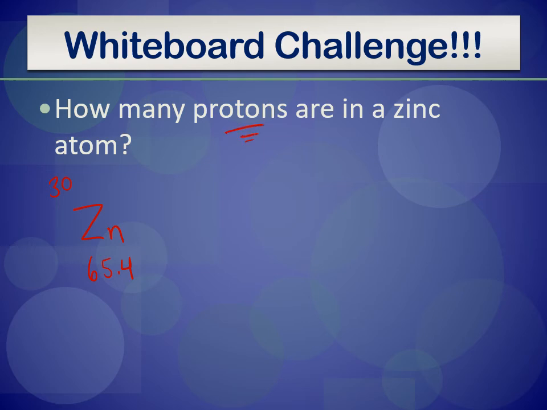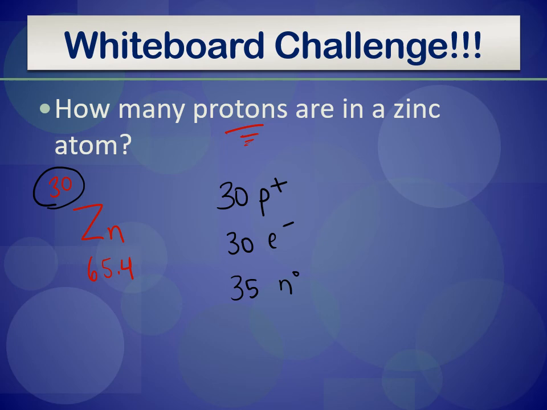Now, the question's asking us for how many protons in a zinc atom. So remember, protons comes from the atomic number, right? So how many protons does zinc have? Your answer should be 30 protons. And let's just practice everything. If zinc has 30 protons, then it will also have 30 electrons. And then how many neutrons would it have? Well, what's 65 subtract 30? I hope you said 35 neutrons.